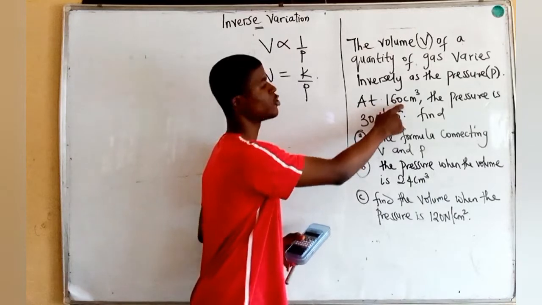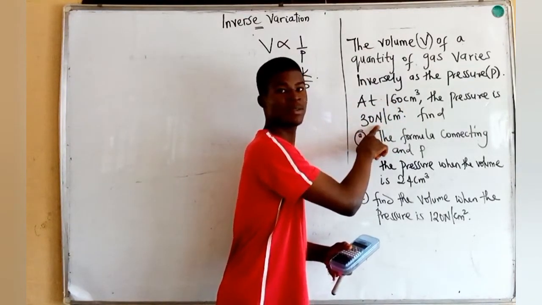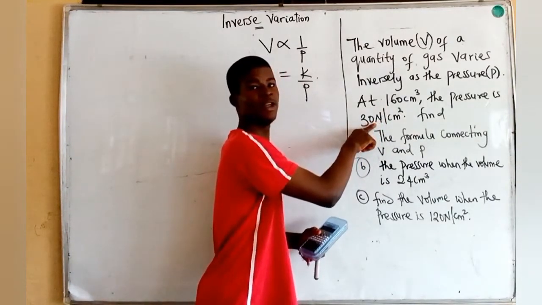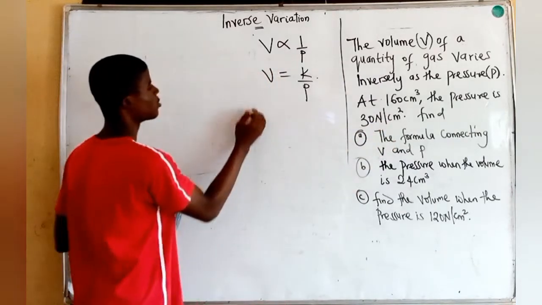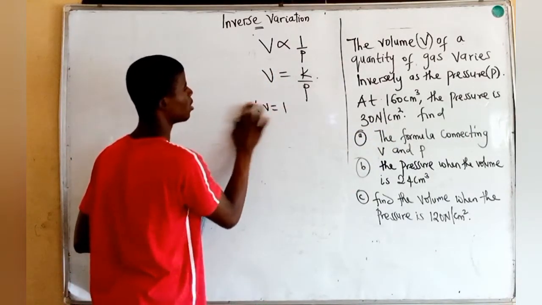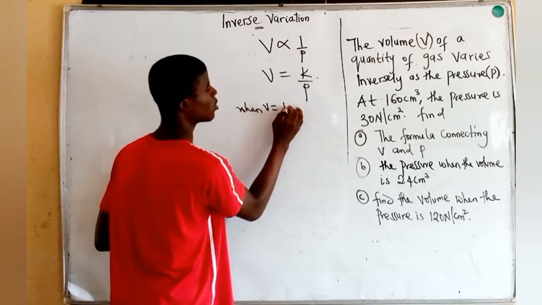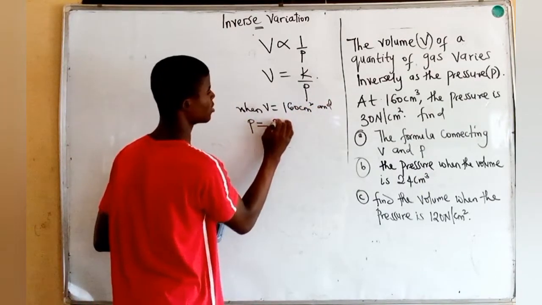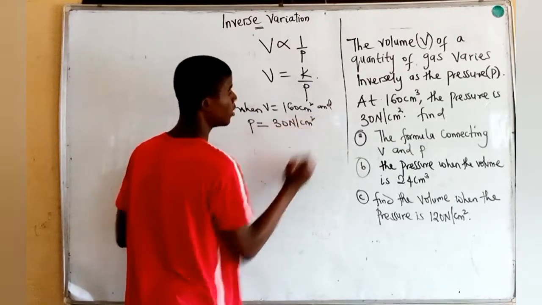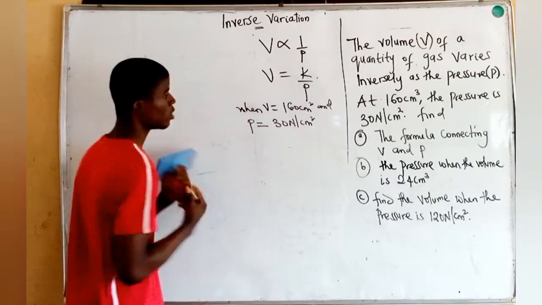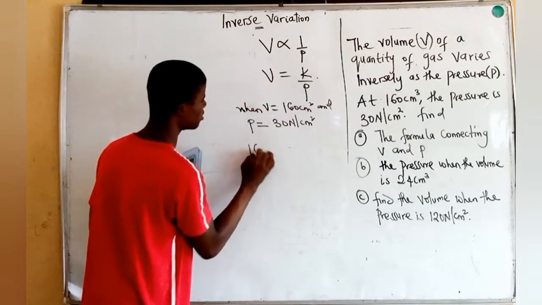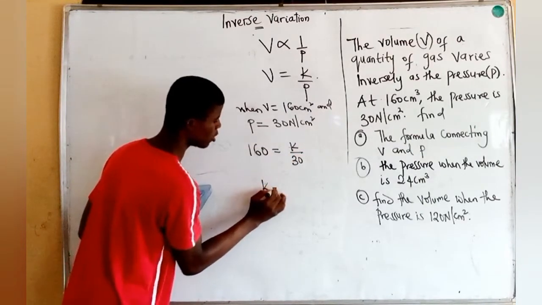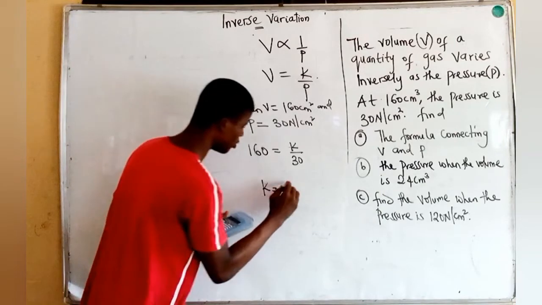At 160 centimeter cube, the pressure is 30 Newton per centimeter square. So when the volume is 160 centimeter cube, the pressure is what? 30 Newton per centimeter square. When V equals 160 centimeter cube and P, the pressure, equals 30 Newton per centimeter square, we are going to find K with these two values. So 160 is equal to K over 30. So K is now equal to, by cross multiplying, 4,800.